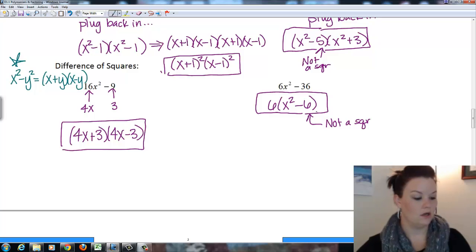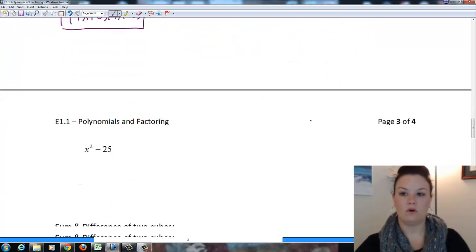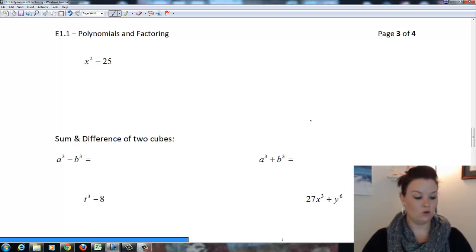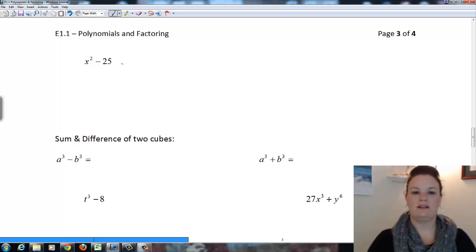Okay. All right. Let me look at one more difference of squares, and then I'll show you sum and difference of cubes, and then I'll have y'all try some. Okay. All right, last one, easy enough. What's my base here that's being squared? An x. What's my base here that's being squared? Would have to be a 5.